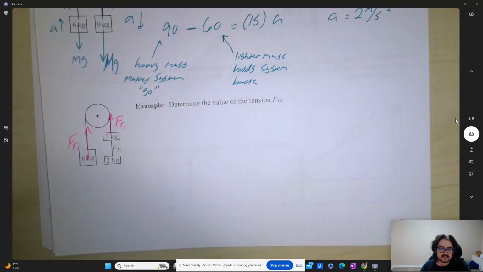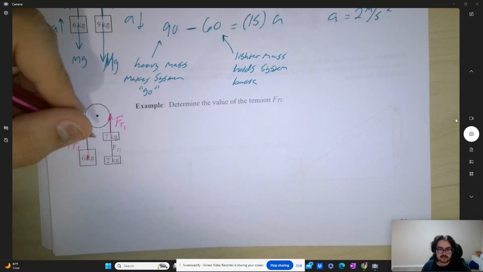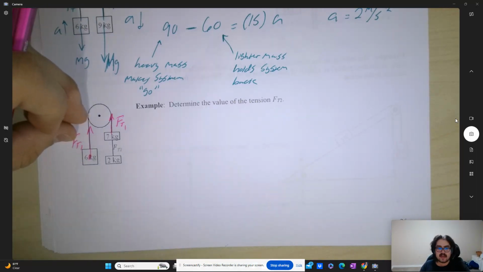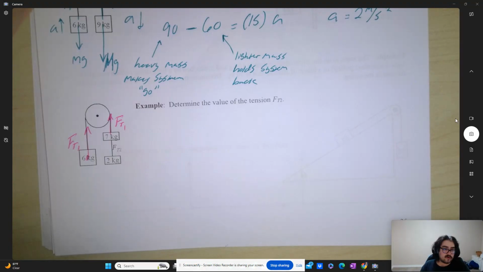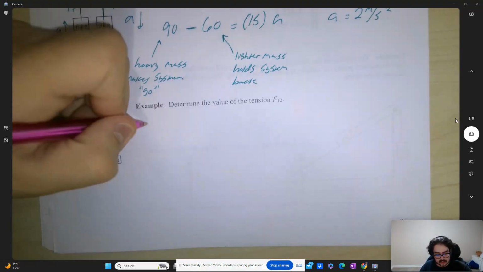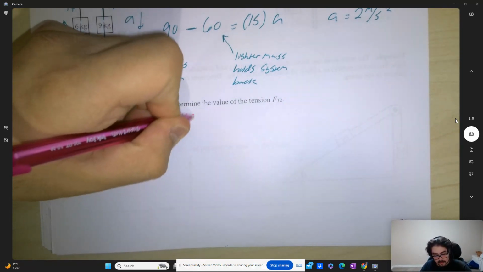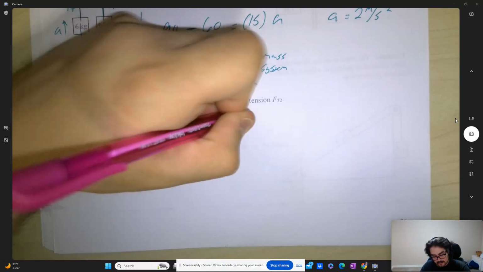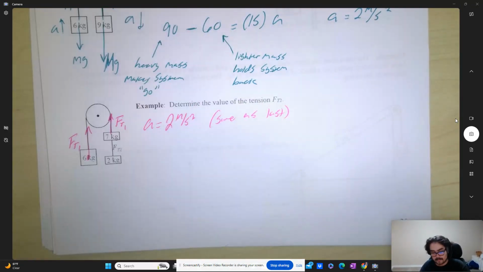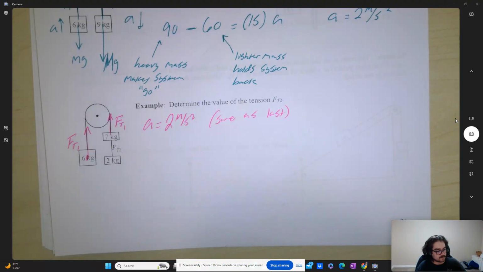And let's see. So this is actually, fun fact, the exact same thing as the system before it. It's just that the 9 kilogram mass has been broken up into a 7 and a 2. So the acceleration is actually going to be 2 meters per second squared, which is the same as the last example. Now, we already know the acceleration. So what I'm going to do now is figure out the tension force.